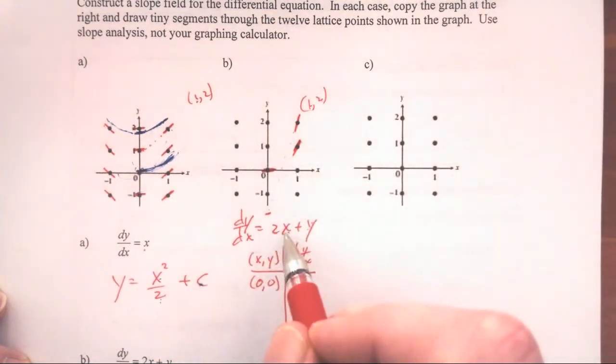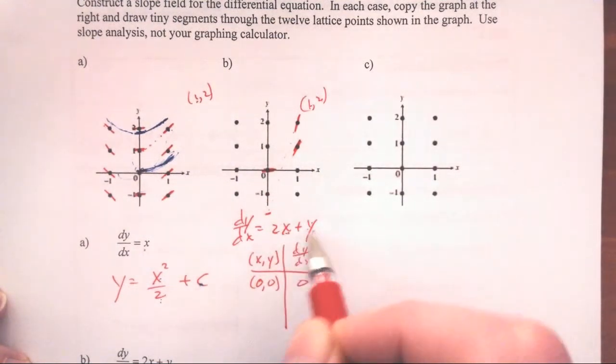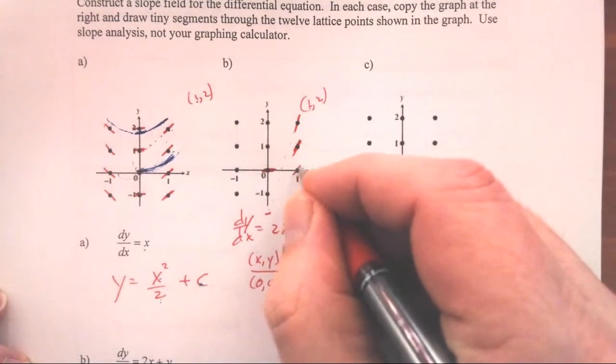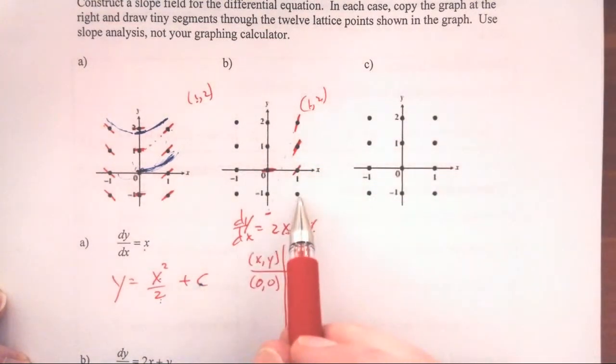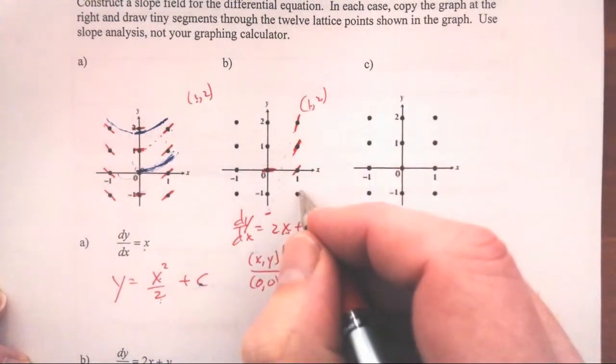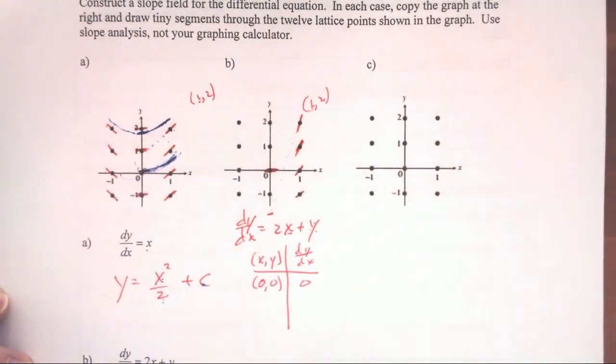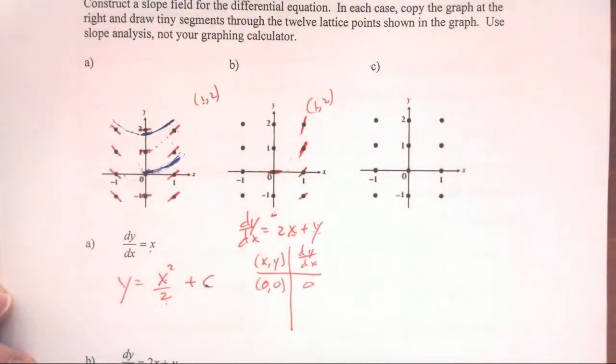How about at 1, 0? I get 2 times 1 here, 0 there. I get 2. It's trying to aim down there. And how about 1, negative 1? That would be 2 minus 1. It's trying to aim at that point. It's almost like a focal point here for us.